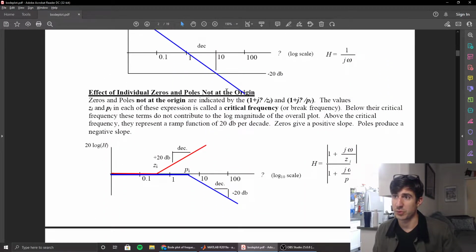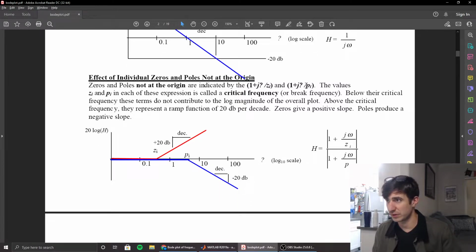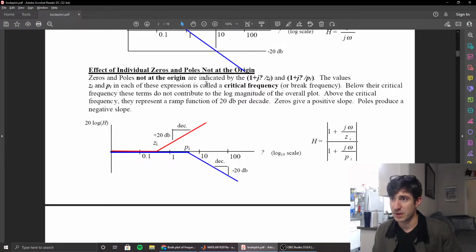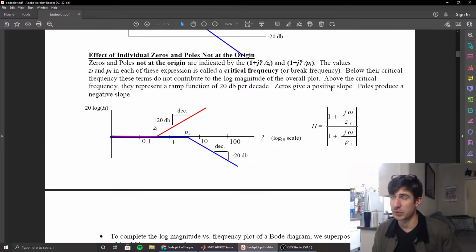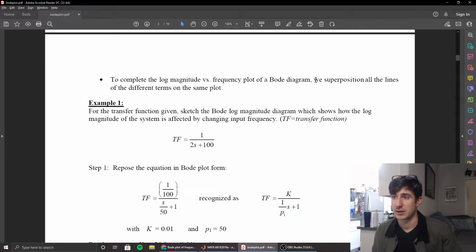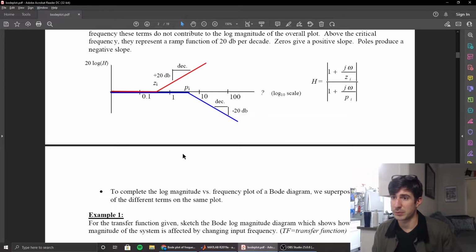So the effects of the poles and zeros not at the origin. The zeros and poles not at the origin are indicated by this, and the expression critical frequency or break frequency is often used. What this really means is that once you hit that frequency, you're going to break and raise 20 dBs if it's a zero, or lower 20 dBs if it's a pole.